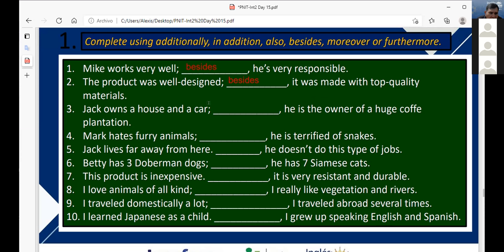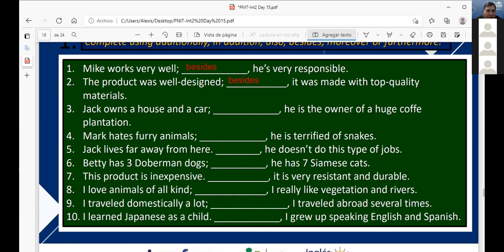All of them have the same meaning: additionally, in addition, besides, moreover, and furthermore. So you can put any of them. Mike works very well. Additionally, he's very responsible. Mark works very well. Besides, he's very responsible. In addition, he's very responsible. Moreover, he's very responsible. Furthermore, he's very responsible. All of them have the same meaning.